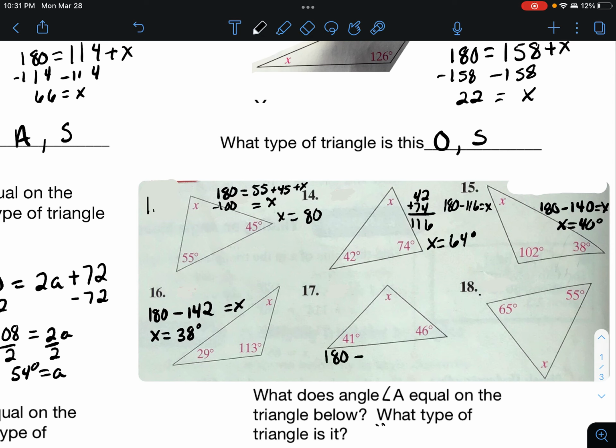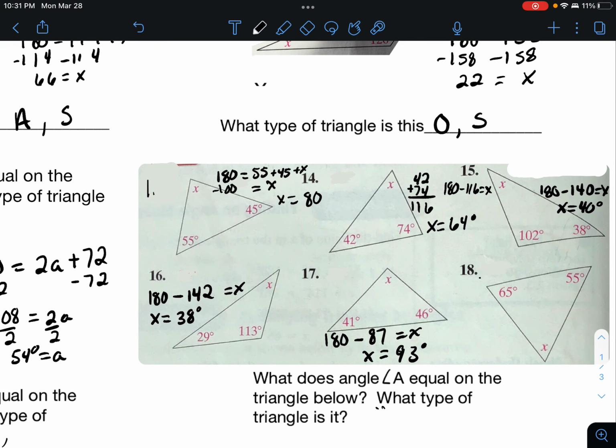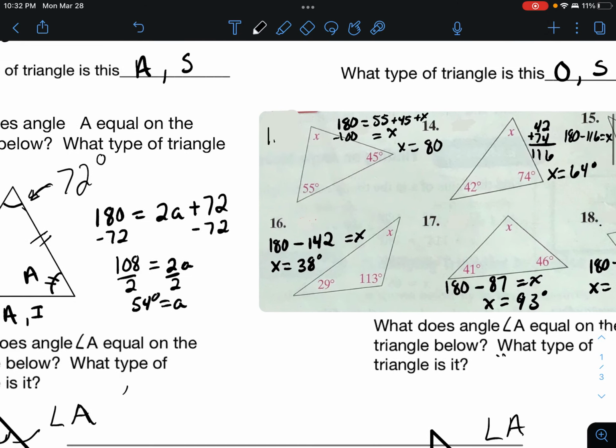Okay, right here, 180 minus 87 equals x. So x is equal to, that'd be 93 degrees. And then 180 minus, that's going to be 120 equals x. So x is going to equal 60 degrees. Okay, so once again, you're adding up the two angles that you know to solve for the one you don't.